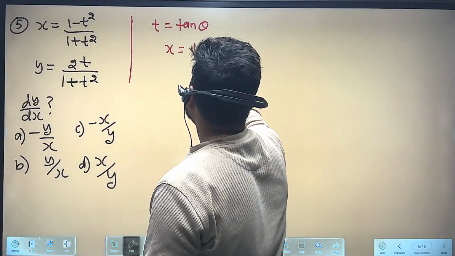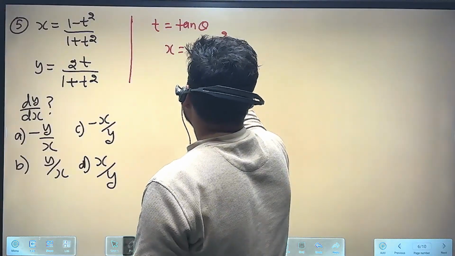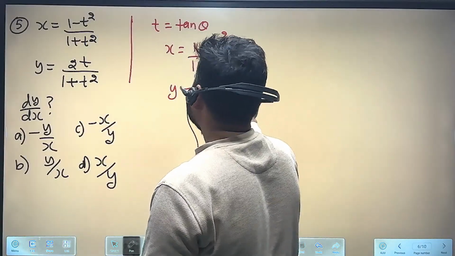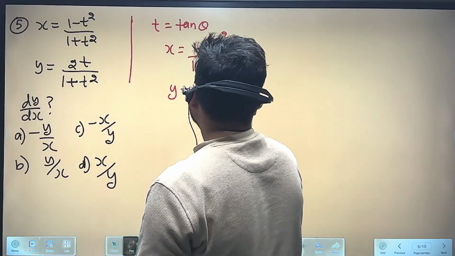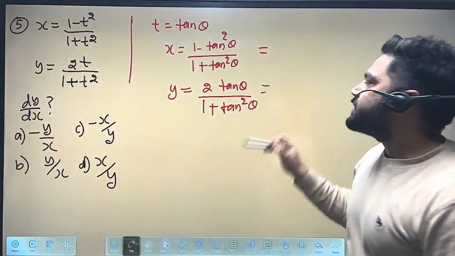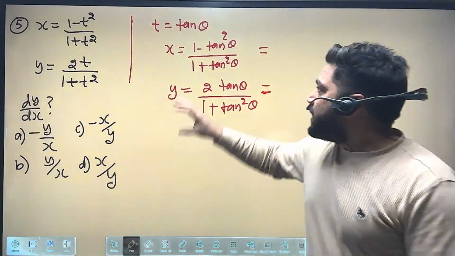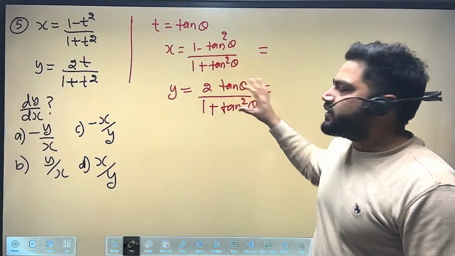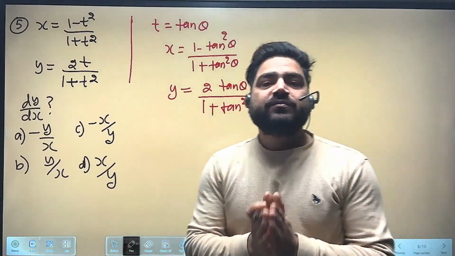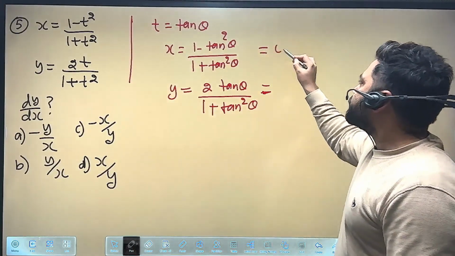1 minus tan square theta over 1 plus tan square theta, right? And what is the value of y? It will be 2 tan theta over 1 plus tan square theta. So after putting t equal to tan theta, x is converted into this and y is converted into this. And now what is this, 1 minus tan square over 1 plus tan square? This is a very, very important and famous formula of trigonometry, that is, this is cos 2 theta.